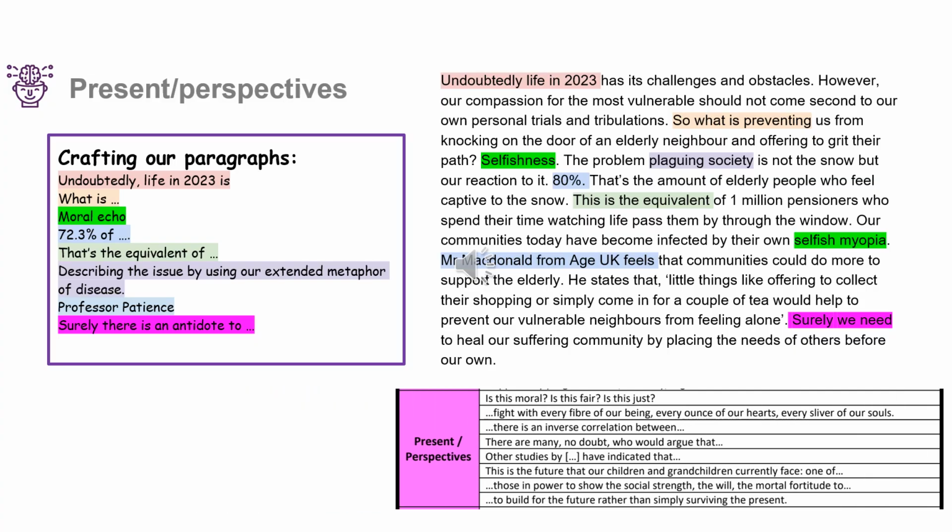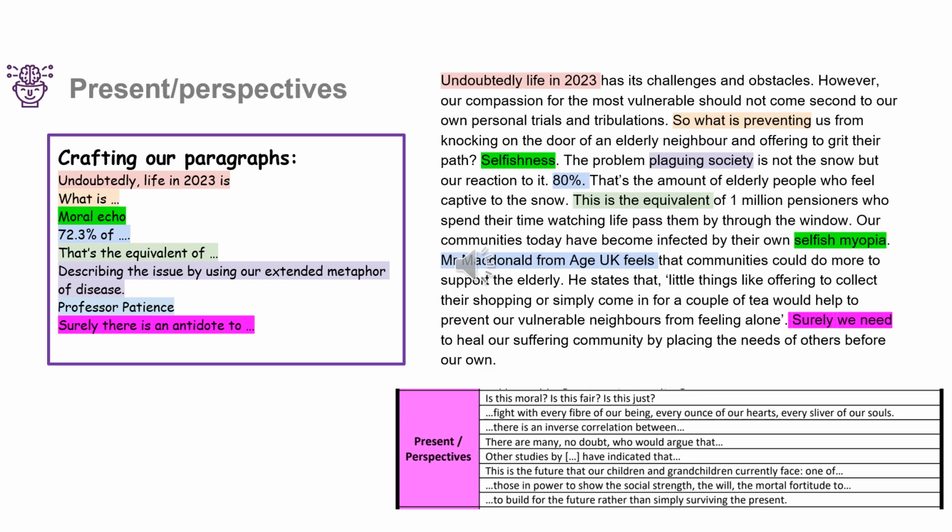So just a quick model to demonstrate how the moral echo works, and how we include that extended metaphor of disease. I've got an example here from a question on snow and the perils of that snow. You can see here that I've got a colour code in the crafting our paragraphs. These are just key stems for key Amber students really that might need that bit of support when they're constructing their paragraph. You can see the moral echo is referred to in that highlighted green. So you've got selfishness, the problem plaguing society isn't the snow, but our reaction to it. So immediately we've got that moral echo being referred to, and then we've got the extended metaphor of snow.